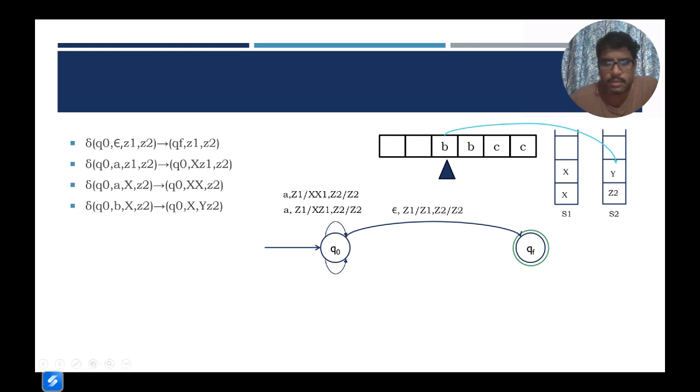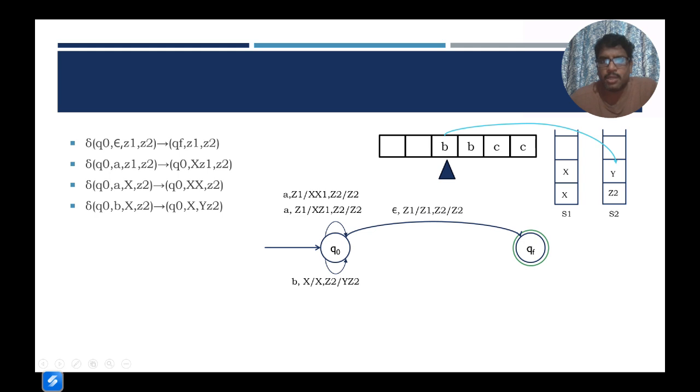Now the representation in the diagram is a self loop with b comma x comma x, comma z2 comma y z2. The top of this stack is x and we have the y z2.